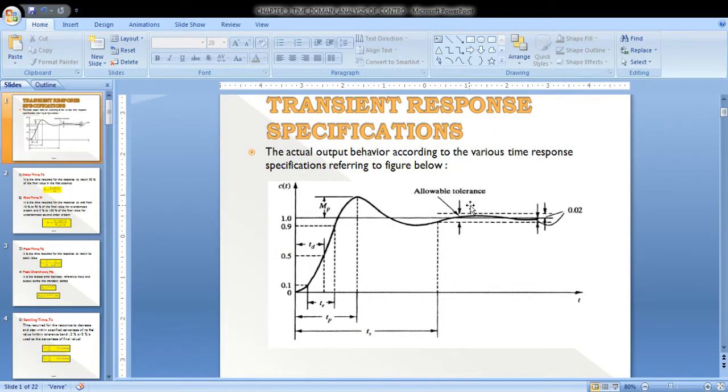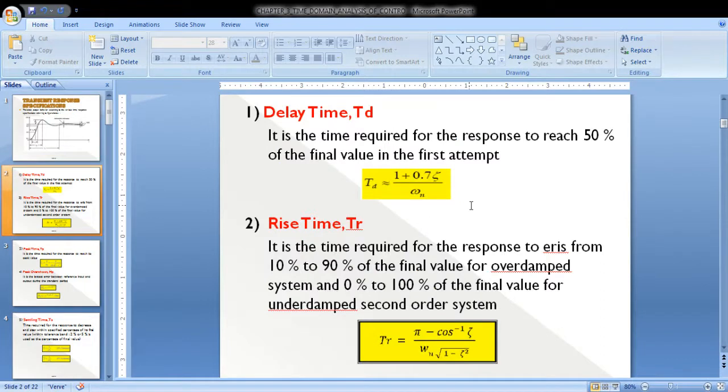Let us look at the definition of each individual parameter, starting with the first one, called delay time. According to the technical definition, delay time is the time required for the response to reach 50% of the final value in the first attempt. One more time, the key point here is that it has to reach 50% of its final value in the very first attempt.